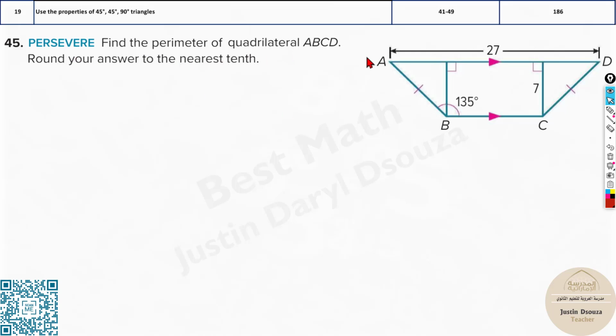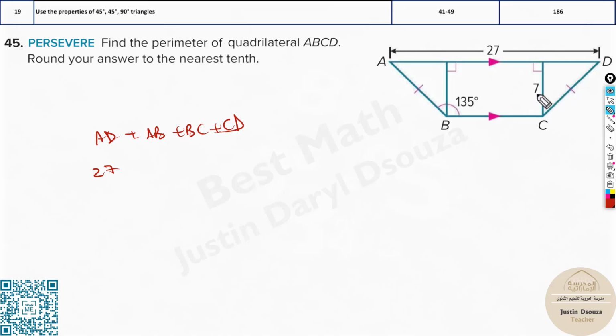Another problem, we have to find the perimeter of this quadrilateral and round to the nearest tenth. Now you might be thinking why there is a quadrilateral. It's about triangles, but you can see there are two triangles as well. This length is given. Perimeter is just all the sides. Add up all the sides. AD plus AB plus BC plus CD. That will be the perimeter. AD is given as 27.